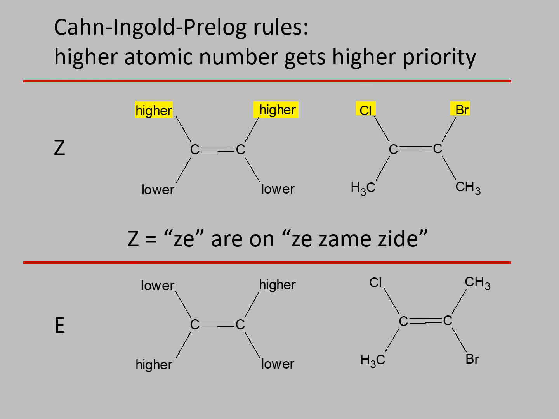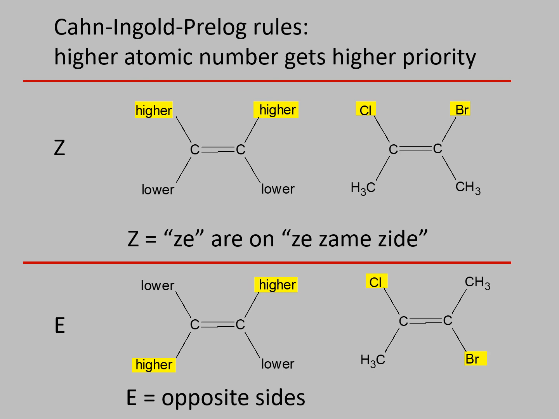In the E configuration, the higher priority groups are on opposite sides of the double bond. And so you can see in this example that the chlorine and the bromine are on opposite sides of the double bond. So this is the same molecule as what was above, except it's a different stereoisomer. One is the Z stereoisomer, and the other is the E stereoisomer.